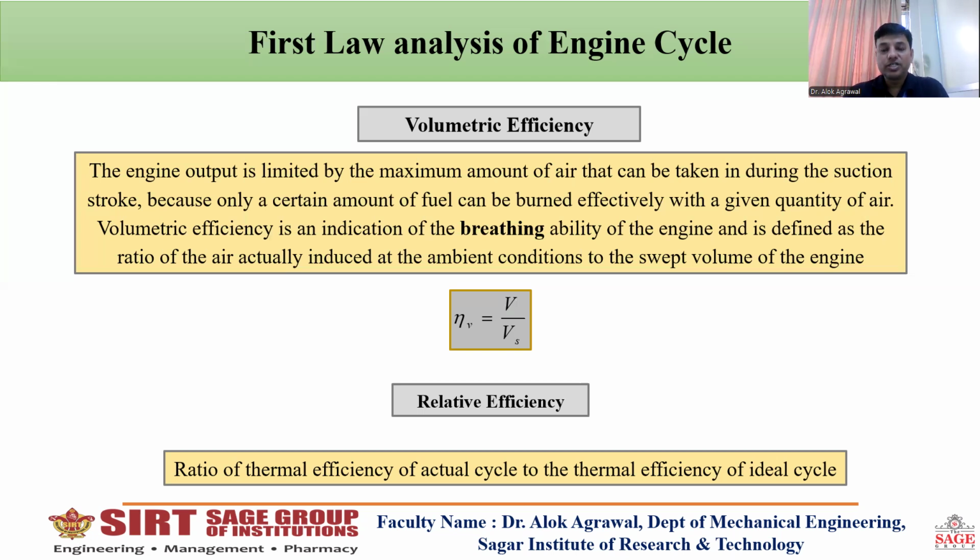But the actual engine efficiency is always less than that. So relative efficiency is the ratio of the actual efficiency of an engine to the efficiency of the ideal engine. If we talk about the SI engine, it will be the efficiency of the Otto cycle, and if we talk about the diesel engine, it will be the efficiency of the diesel cycle. So these are the four efficiencies which are associated with the IC engine: thermal efficiency, mechanical efficiency, volumetric efficiency, and relative efficiency. So in this video, this is all.